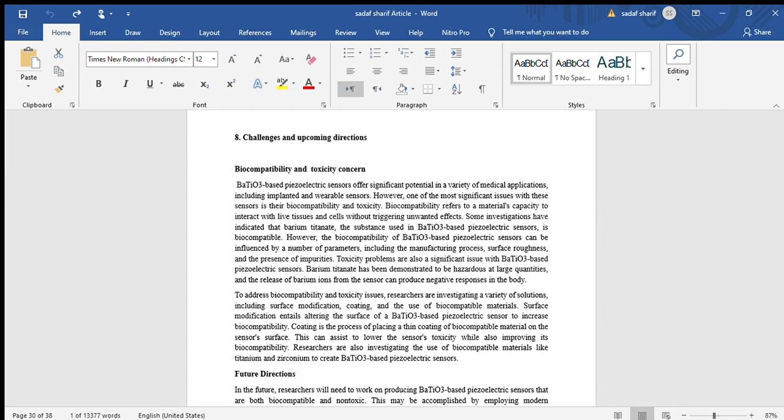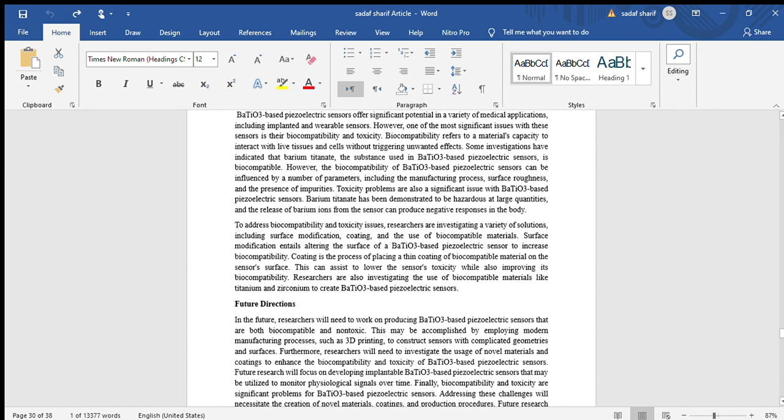Some investigators have indicated that barium titanate, the substance used in barium titanate based piezoelectric sensors, is biocompatible. However, the biocompatibility of barium titanate based sensors can be influenced by a number of parameters including manufacturing process, surface roughness, and the presence of impurities. Toxicity problems are also a significant issue with the barium titanate based piezoelectric sensor. Barium titanate has been demonstrated to be hazardous at large quantities, and release of barium ions from the sensor can produce a negative response in the body.